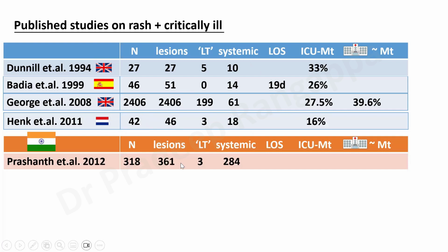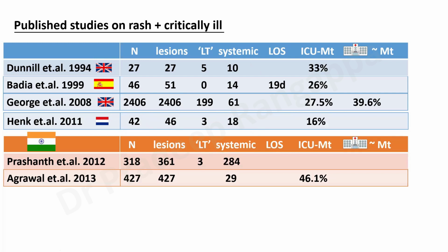So this was by Prashant et al., 2012. 318 patients, they looked at 361 lesions. If you see, predominantly 284, a larger proportion of patients, have systemic manifestation. This is a CMC study, which is possibly a good study. But if you look at ICU mortality, it's quite frightening. This is the highest mortality that you can see in all the published studies.